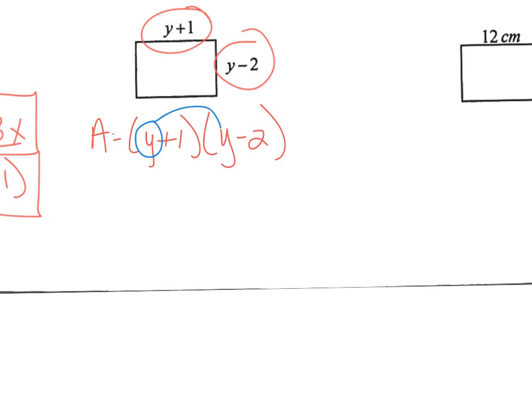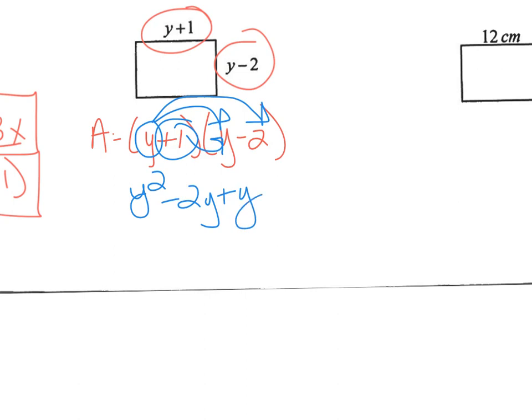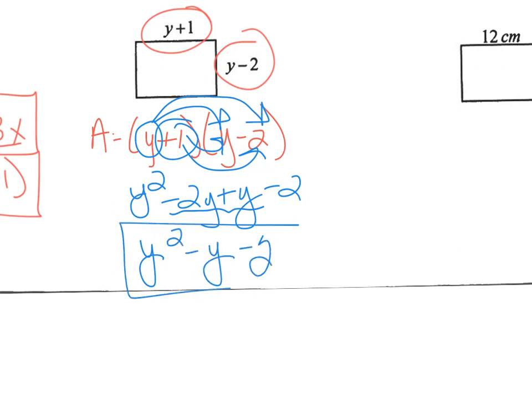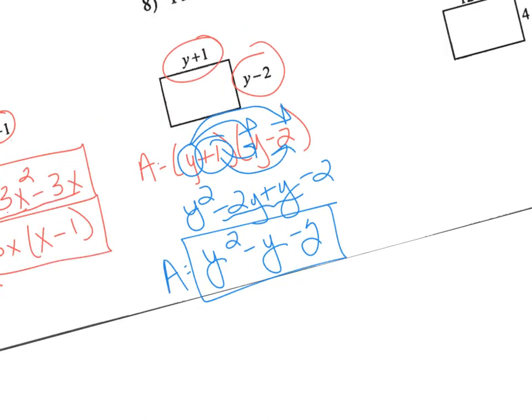You're going to take the y and multiply it by the first, y squared. The outer, we're just distributing the y, negative 2y. Take plus 1, inner is plus y. Plus 1 times negative 2 is minus 2. Combine your outer and your inner, you get y squared minus y minus 2. That's your area. I know, looks weird. All right, let's go to the next page. I thought there was a back.